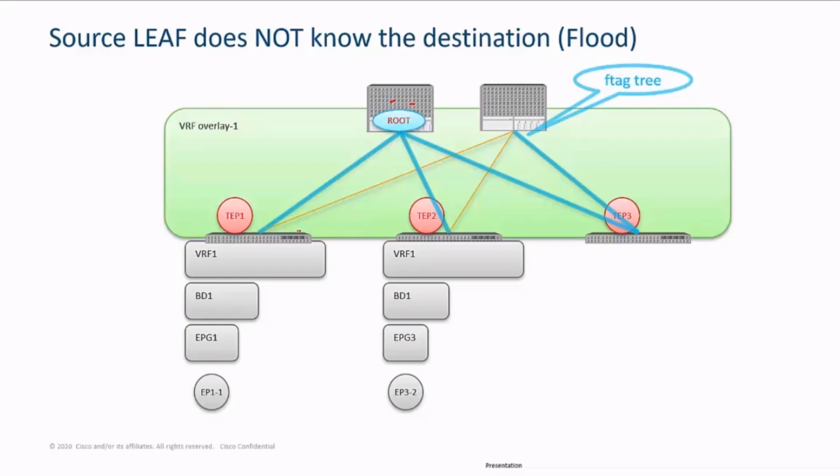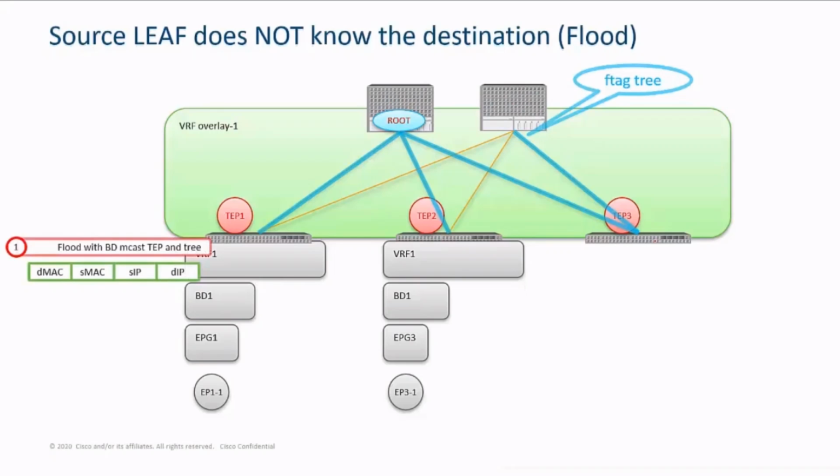So notice all the other leaves and spines are connected to the tree, and that's because we want to be able to flood the traffic. So if we want to flood the traffic, we need to make sure all switches will get a copy. The other thing that we need to make sure of when we build out the tree is it needs to be done in a loop-free topology. We do not want to be looping unknown unicast traffic throughout the ACI fabric.